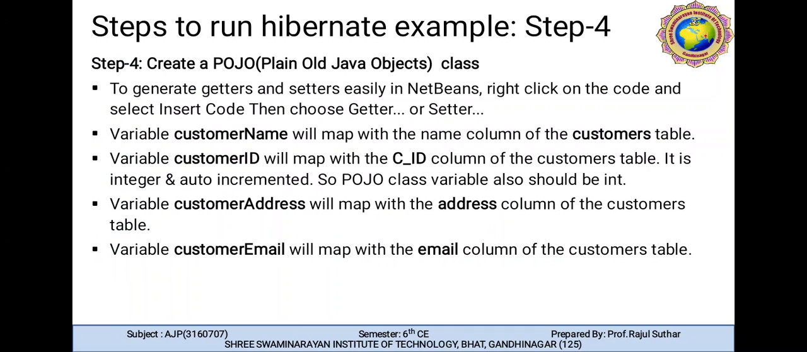Variable customerName will map with the name column of the customer table. Variable customerID will map with the CID column of the customer table. It is integer and auto incremented, so the POJO class variable also should be in integer data type. Then variable customerAddress will map with the address column of the customer table, and the last variable, customerEmailID, will map with the email column of the customer table.